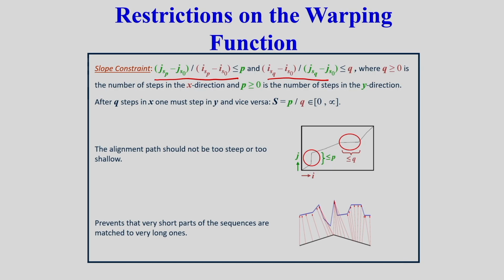That means it prevents very short parts of the sequences from being matched to very long ones. So that is the slope constraint. So we have to consider all these constraints, the monotonic constraint, the continuity constraint, the slope constraint, and window size. All this we have to consider corresponding to the warping function.